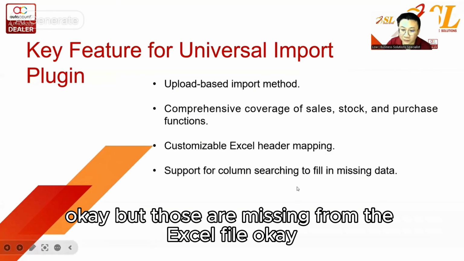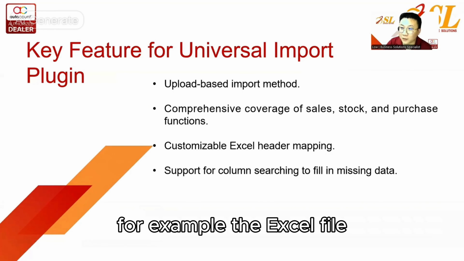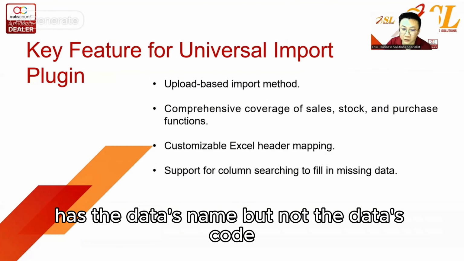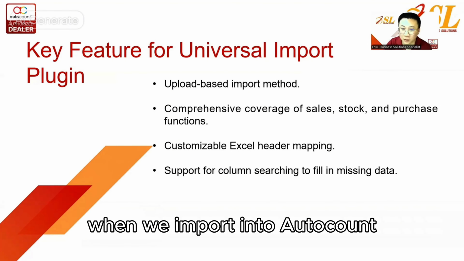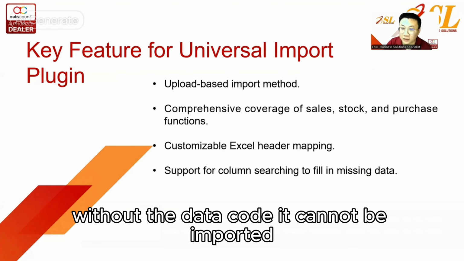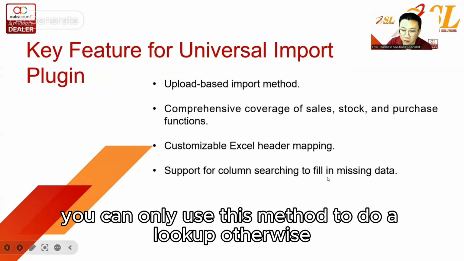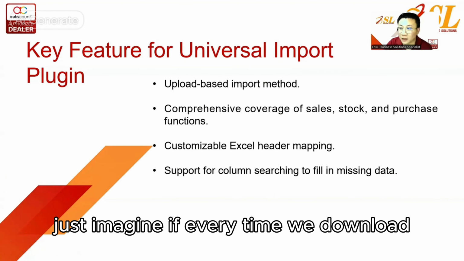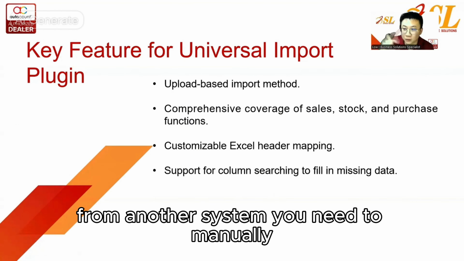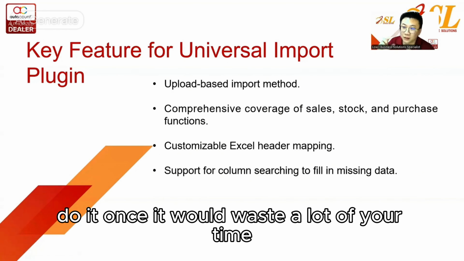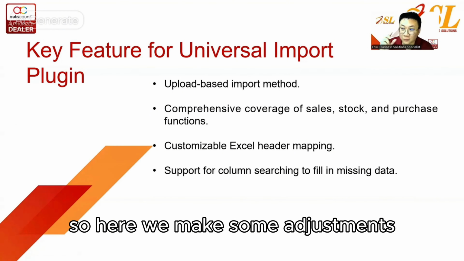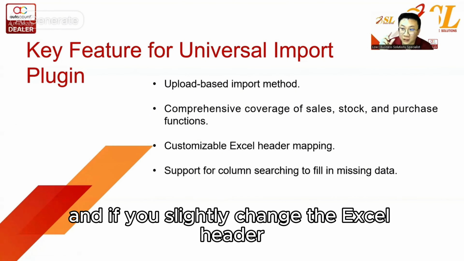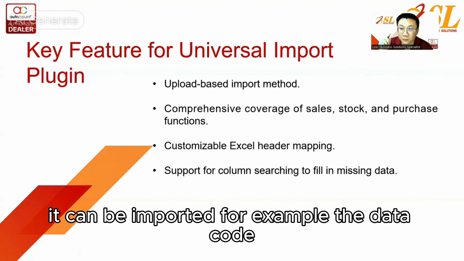But those are missing from the Excel file, okay? For example, the Excel file has the data's name, but not the data's code. When we import into AutoCount, it must have the data code. Without the data code, it cannot be imported. In this situation, you can only use this method to do a lookup. Otherwise, you have to manually do the lookup yourself. Just imagine if every time we download from another system, you need to manually do it once, it would waste a lot of your time. So here we make some adjustments, and if you slightly change the Excel header, it can be imported.